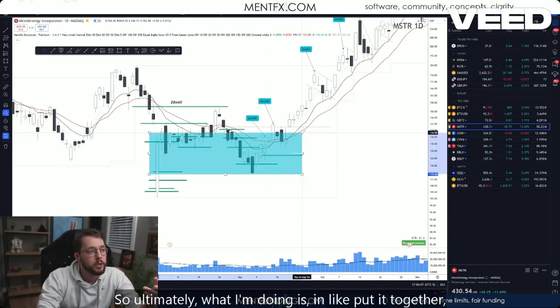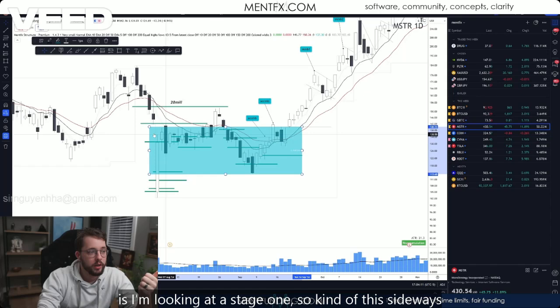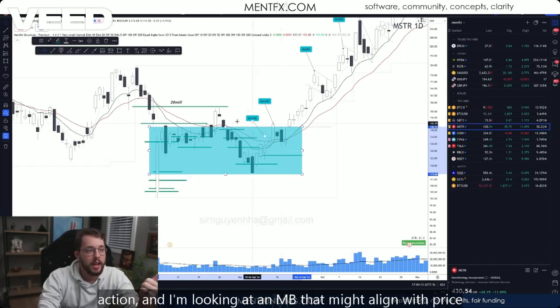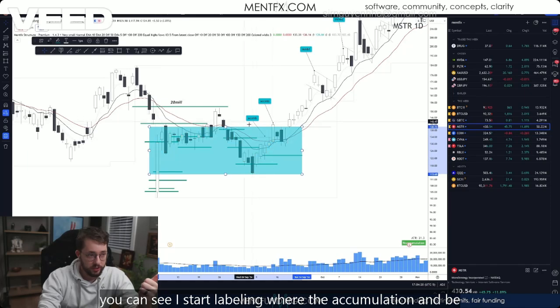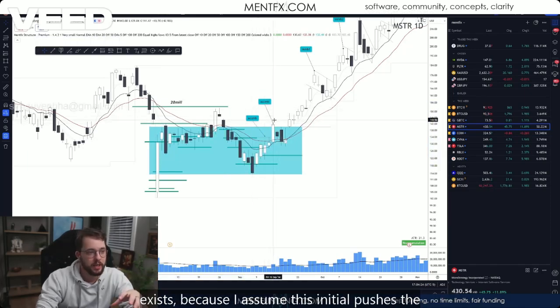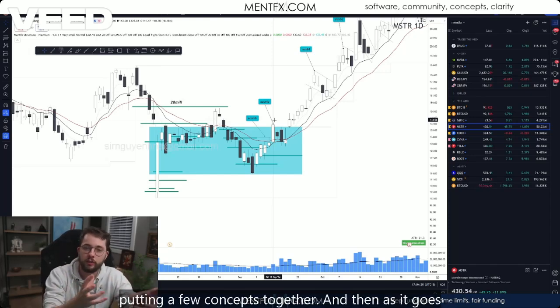So ultimately what I'm doing, putting it together, is I'm looking at a stage one, so this sideways action, and I'm looking at an MB that might align with price moving above the initial averages. And as price does that, you can see I start labeling where the accumulation MB exists because I assume this initial push is the accumulation MB since it's coming out of a stage one. So the concept that you've already learned. So now we're putting a few concepts together.